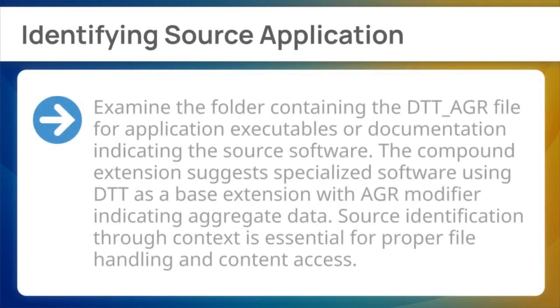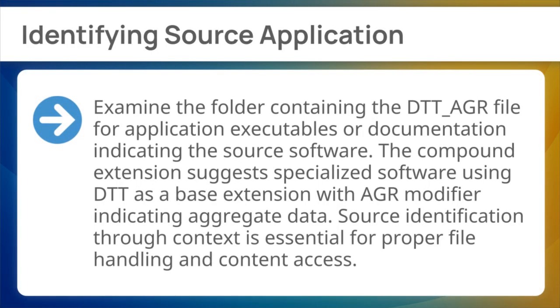First, identifying the source application. Examine the folder containing the DTT-AGR file for application executables or documentation indicating the source software. The compound extension suggests specialized software using DTT as a base extension, with AGR modifier indicating aggregate data. Source identification through context is essential for proper file handling and content access.